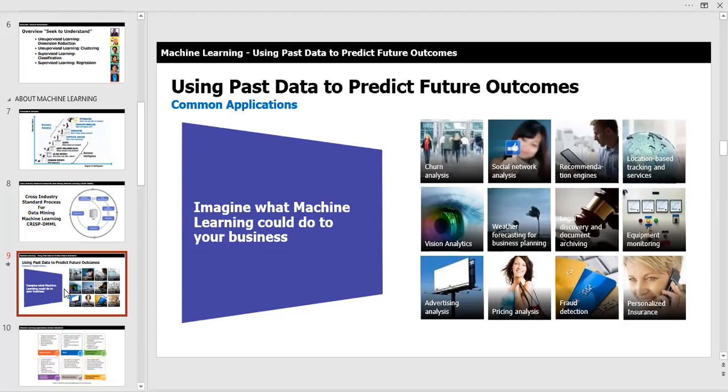But some of the things that are generically done with machine learning: churn analysis, social network analysis, recommendation engines, locator tracking services, vision analytics, weather forecasting, discovery and document archiving, equipment monitoring, advertising analysis, pricing analysis, fraud detection, personalized insurance. These are solutions that are happening now.